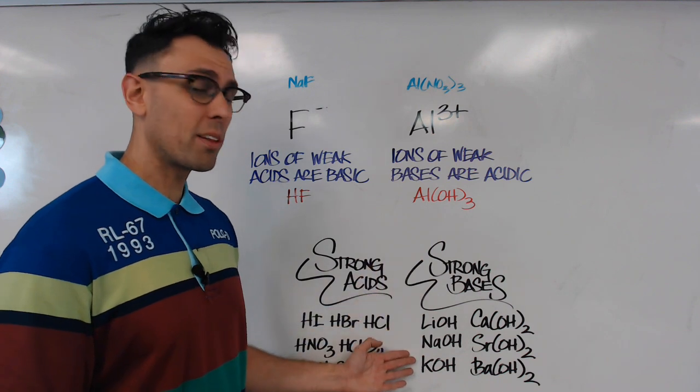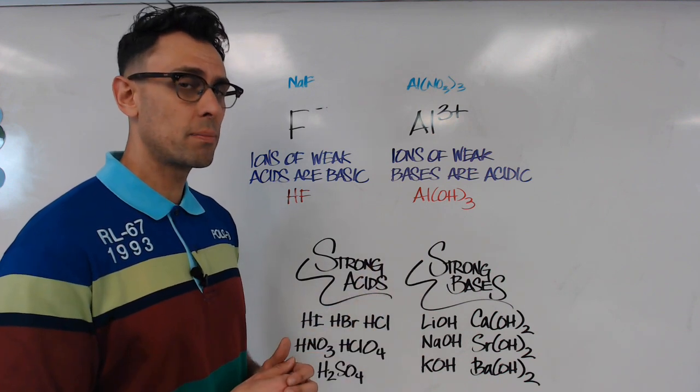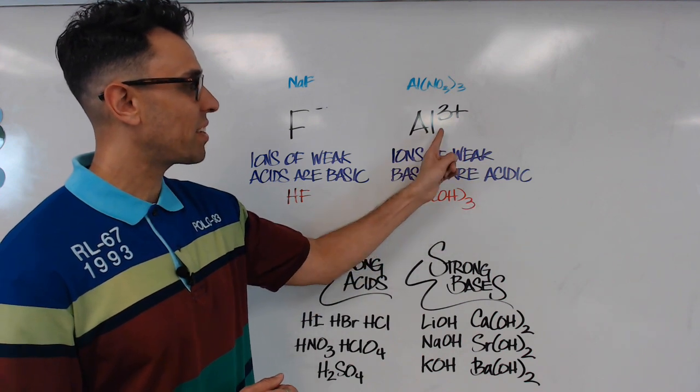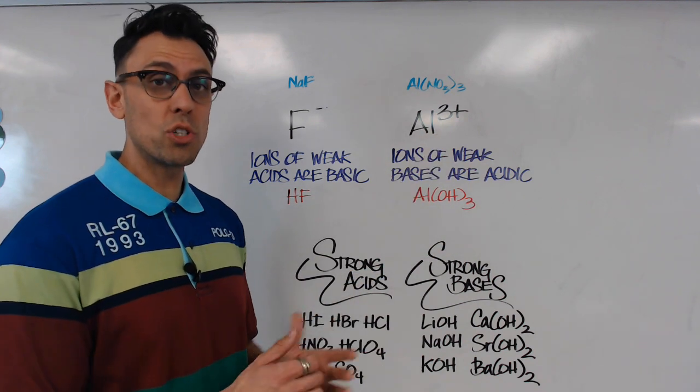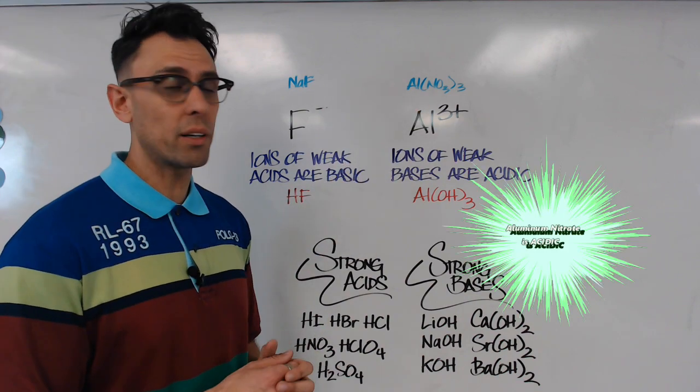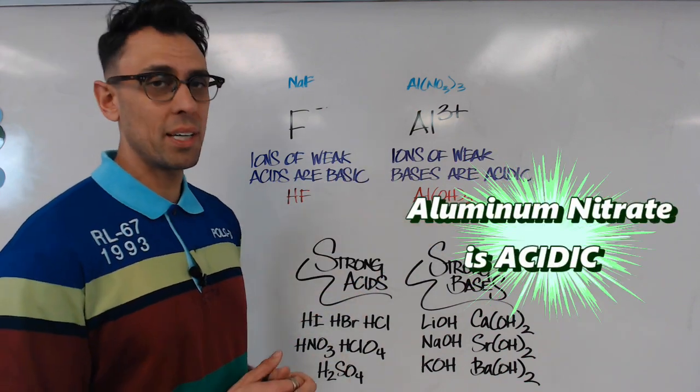Well, it's not one of the strong bases that you've memorized. So because it's an ion of a weak base, it's going to have acidic behavior. Now, the original question asked, is aluminum nitrate acidic or basic or neither? We now know that it's going to be acidic.